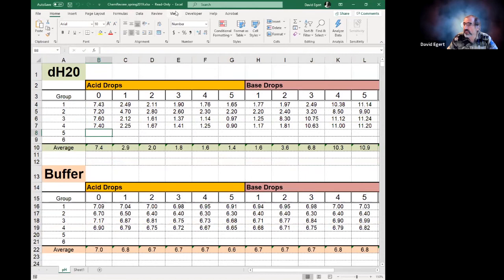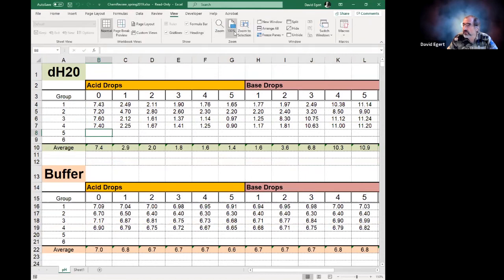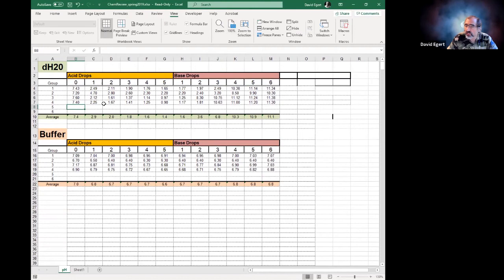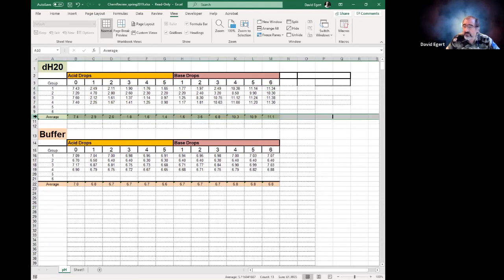So the first thing you're seeing, let me zoom down a little bit, is there's a bunch of different groups. Here we have 4 different groups. This is for distilled water on the top, buffer on the second part. It's saying what was the pH measured at 0 drops, before we started, 1 drop, 2 drops, 3, 4, 5 drops, and then here's the base drops coming back up. And then this line here is the average of the different groups.